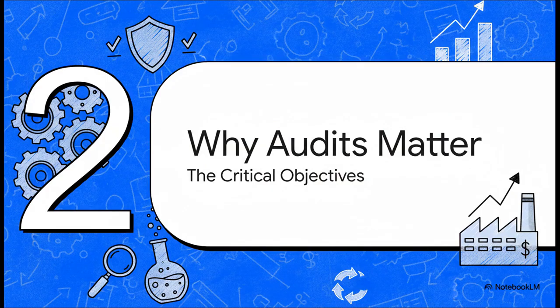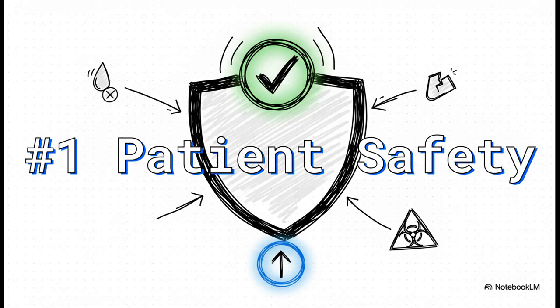So we know what an audit is, but why? Why do companies go through this incredibly detailed process? Trust me, it's not just about ticking boxes on a form. Audits have some seriously critical goals for both public safety and the business itself. The number 1, top of the list, non-negotiable objective is patient safety. Full stop. The entire point of this whole exercise is to find risks, things like potential contamination, before they have any chance of harming a patient. Everything else is secondary to that.